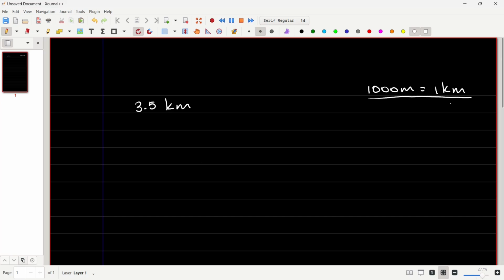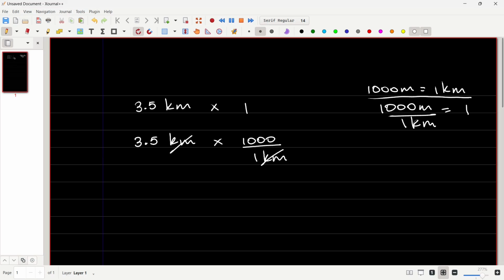I need to put this in a ratio such that kilometers cancel out. So I will write 1000 meters over 1 kilometer. This is in essence 1, since 1 kilometer is equivalent to 1000 meters. So I take my 3.5 kilometers and I multiply it by 1 in a convenient form: 3.5 kilometers times 1000 meters over 1 kilometer. Cancel, cancel. 3.5 times 1000 gives 3500 meters.